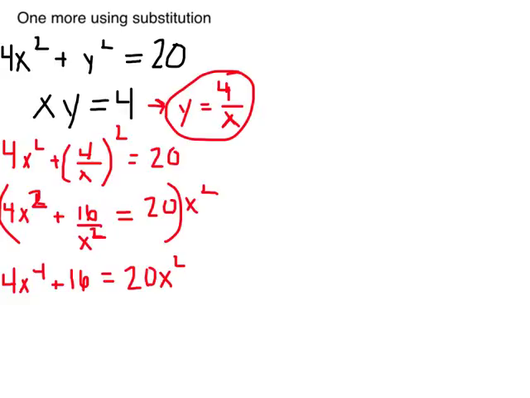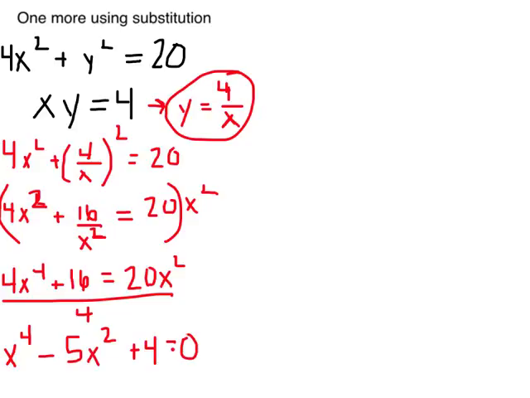Let's bring the 20 over and, well, first of all, let's divide everything by 4. And then subtract that over. So I get x to the 4th minus 5x squared plus 4 equals 0. That's the equation I end up with. So I need to go and solve for all of x's.